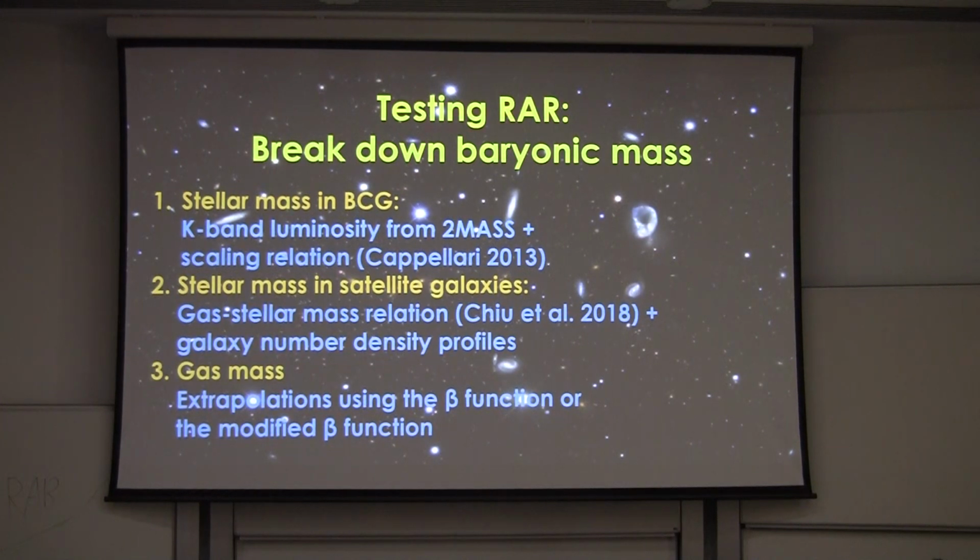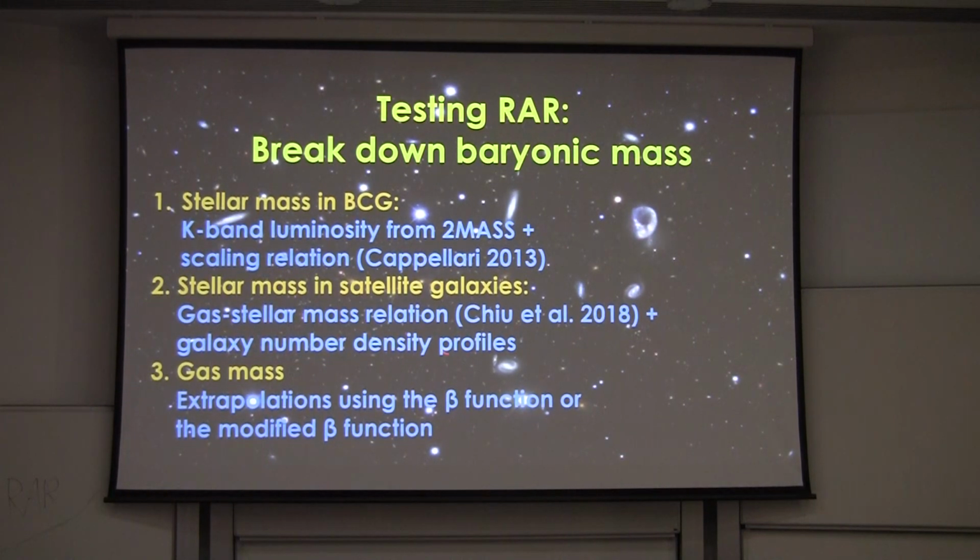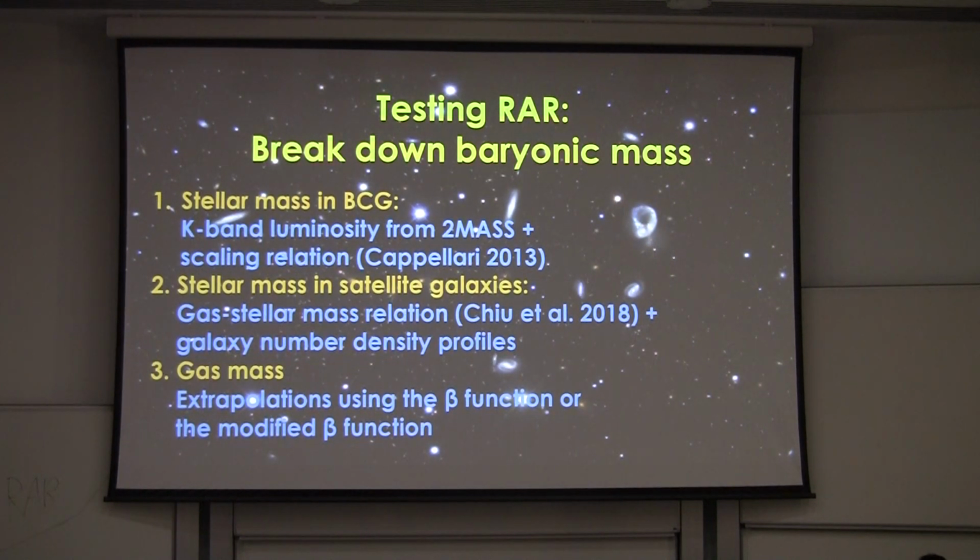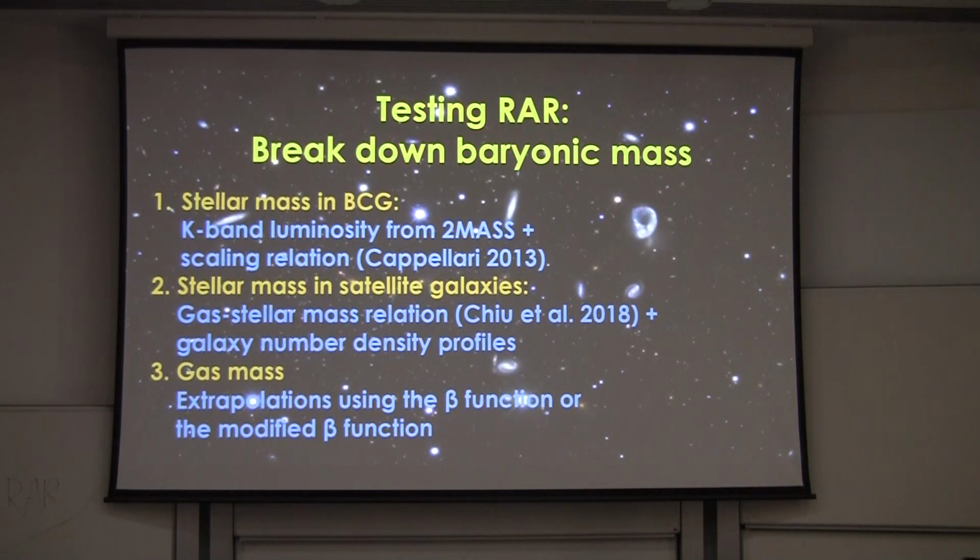So we treat the stellar mass. We can also estimate the stellar mass of the galaxies. The stellar mass is estimated from this correlation from 2MASS. And then we have already derived the galaxy number density profile, so we just distributed the total stellar mass following these functions. So we didn't have stellar mass profiles.